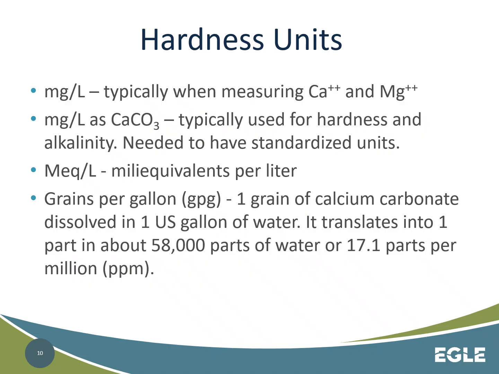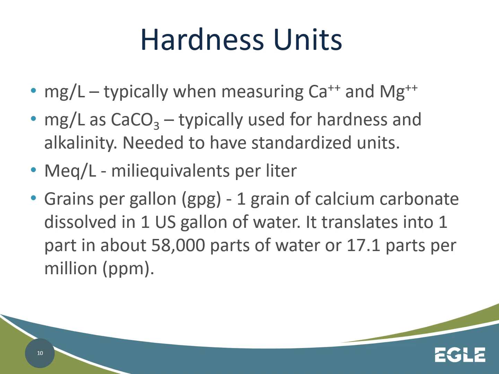Let's get back into the discussion of units. When do we use which unit? Starting with milligrams per liter, this is used when describing the concentration of a single compound or element, calcium for example. Milligrams per liter as calcium carbonate is a common unit that we convert other units to when we need them to interact, determining total hardness from calcium and magnesium, for example.